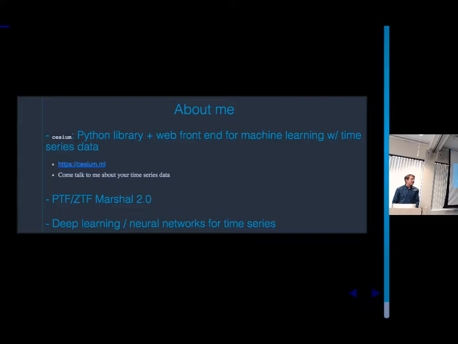I'm also going to be working on the new Marshall for ZTF. So if you do anything with PTF, I don't really know that much about the project yet. I'm sort of just getting started. So if you have requests for how you would like to interact with your ZTF data, you should also come talk to me. And the last thing that I work on is some deep learning neural network stuff with time series data.